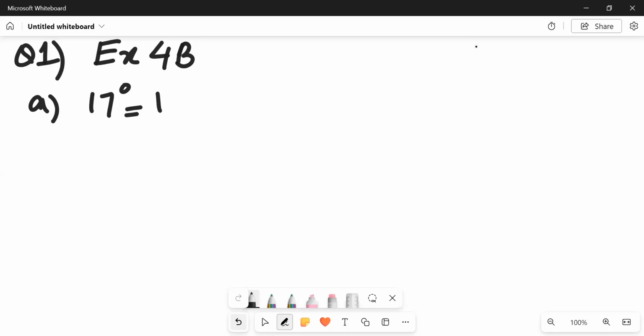Here all the numbers' power is equal to 0. So its power is 0. That's why all these numbers become 1.